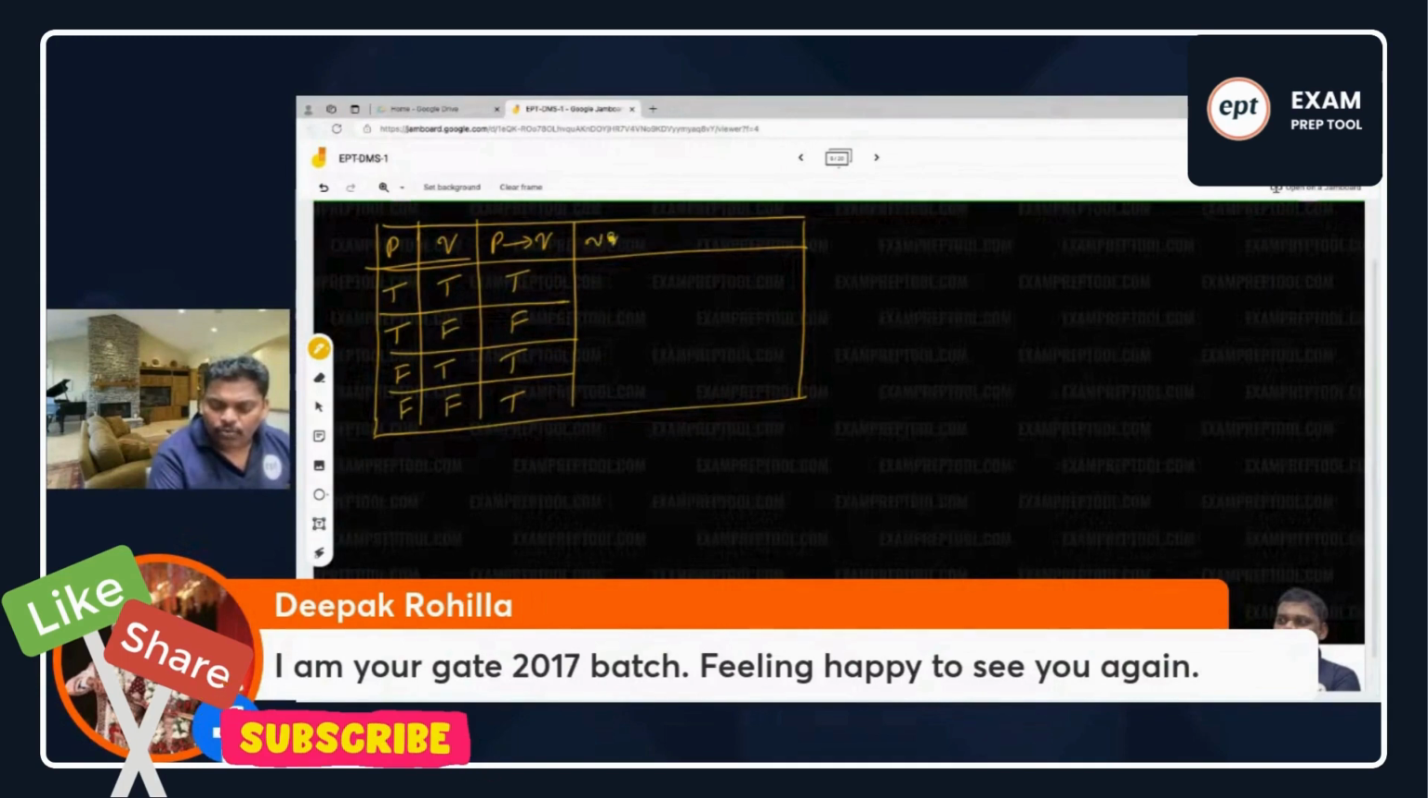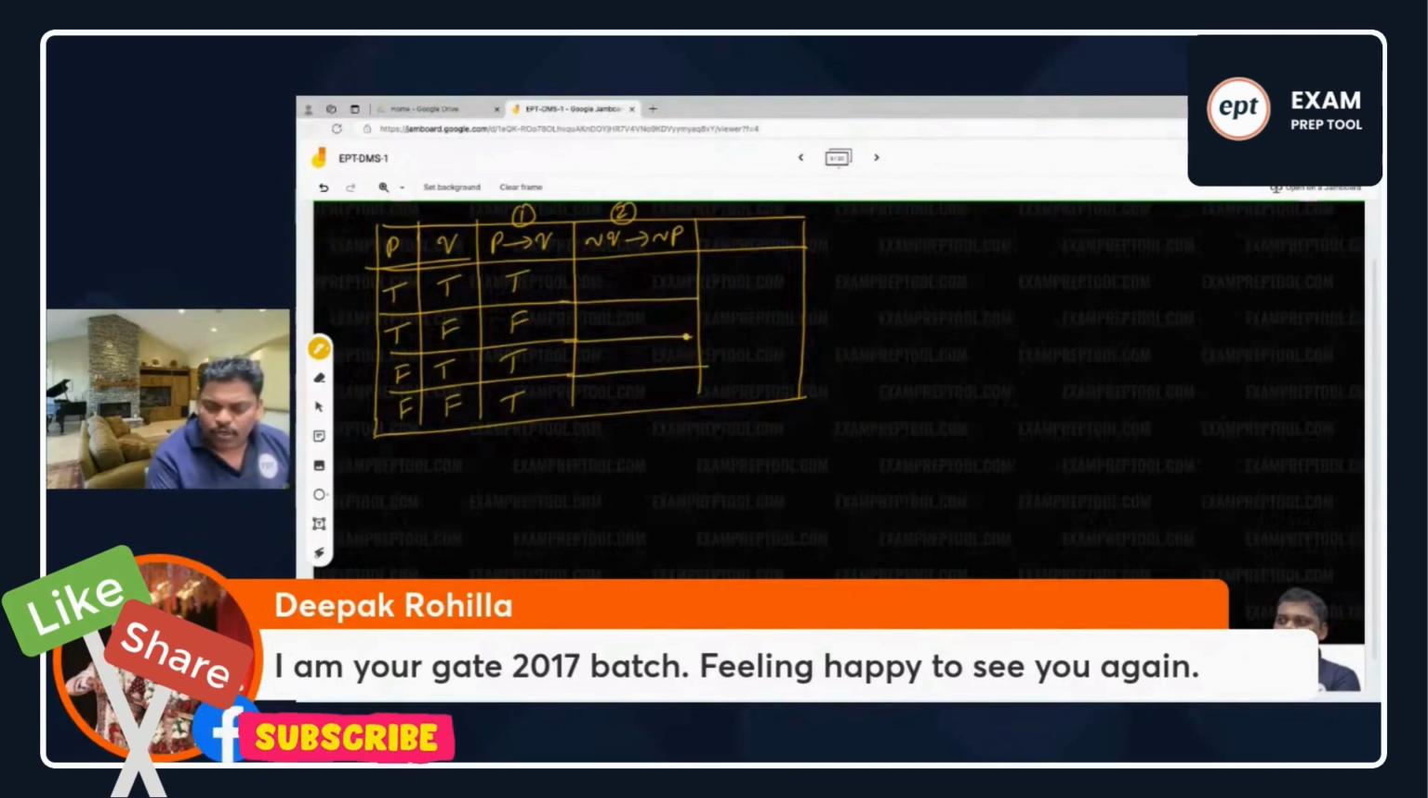Negation Q implies negation P. You know, this is the contrapositive. So, the first one and the second one are both equal. You know very well. If you want, you can verify. So, see this, do the second one. Negation Q, negation P.